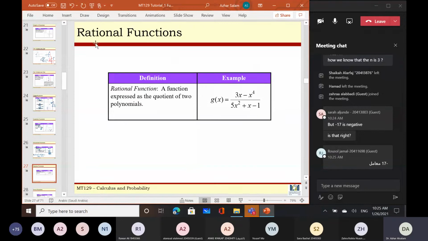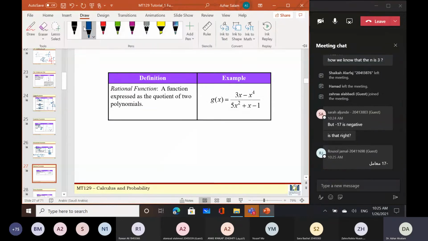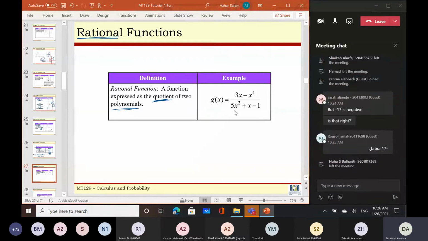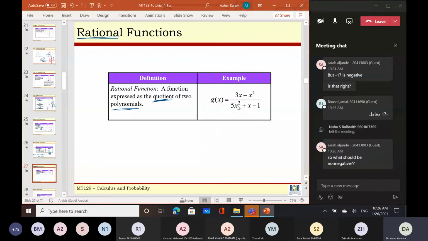Okay, the next type is the rational function. Rational function أو الدوال الكسرية. الدوال الكسرية معناتها يكون عندي that I have a quotient of two polynomials. Quotient means that I have a numerator and denominator. يكون عندي كثيرة حدود في البسط وكثيرة حدود في المقام. وطبعا ضروري the most important thing that I have a variable in the bottom or in the denominator. ضروري يكون عندي x في المقام.